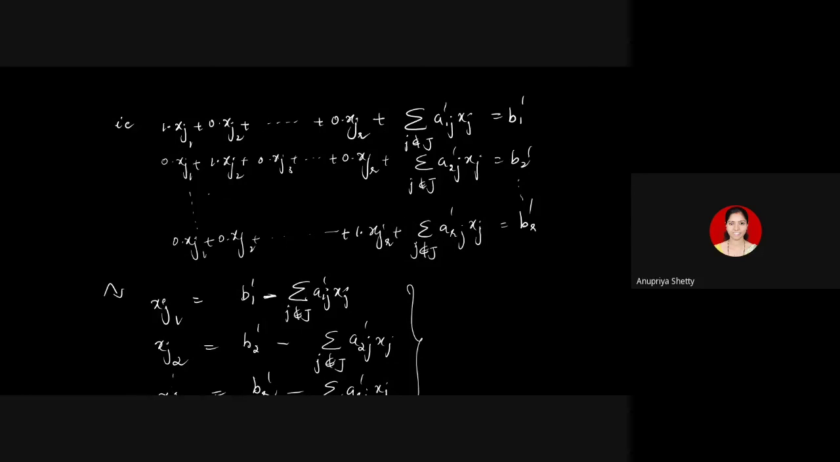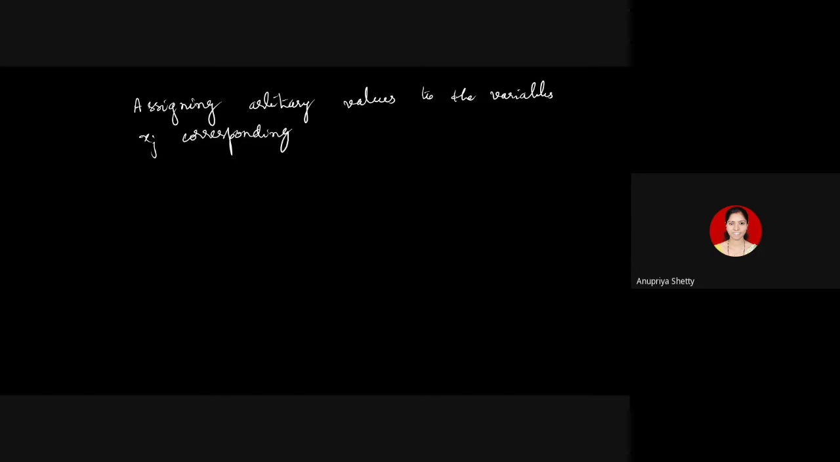So we will substitute all these xj values. Some values we gave and some values we got from these equations. When you substitute that, that will give you a solution of a dash x equal to b dash. I'll write here: assigning arbitrary values to the variables xj corresponding to j not in J.